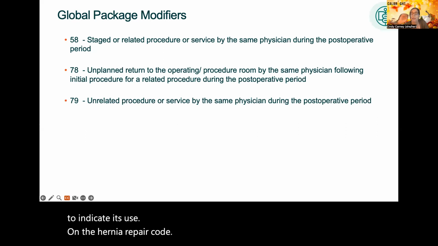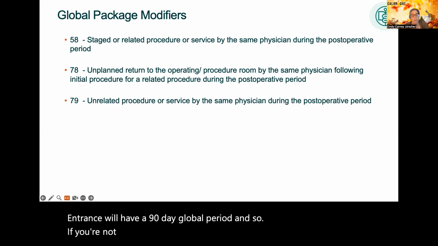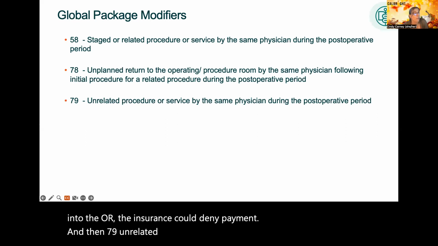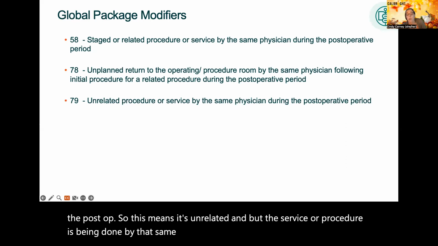Because again, a lot of times insurance will have a 90-day global period. And so if you're not indicating that something has caused the patient to go back into the OR, the insurance could deny payment. And then 79, unrelated procedure or service by the same physician during the post-op. So this means it's unrelated, but the service or procedure is being done by that same physician or other qualified healthcare professional during the post-op.